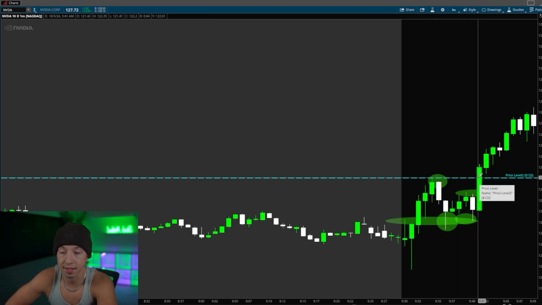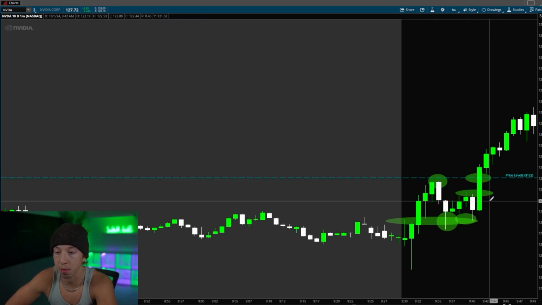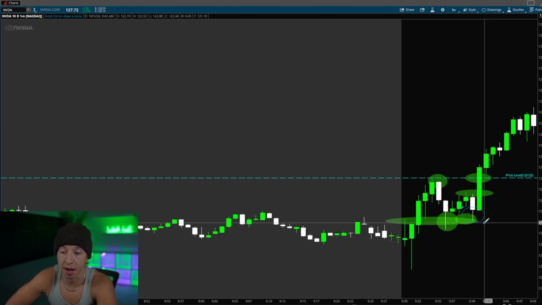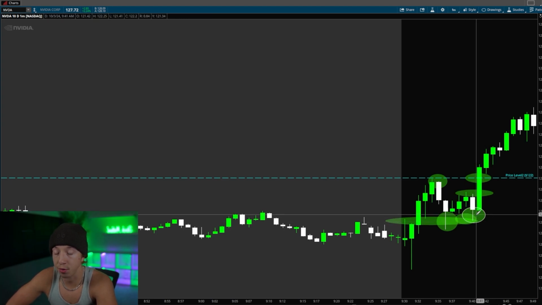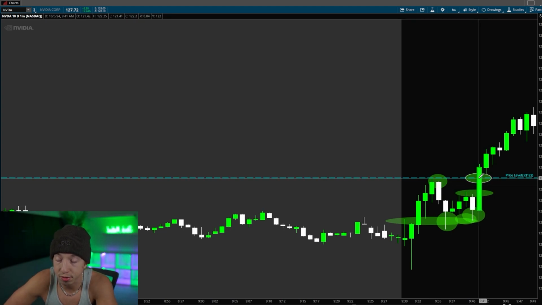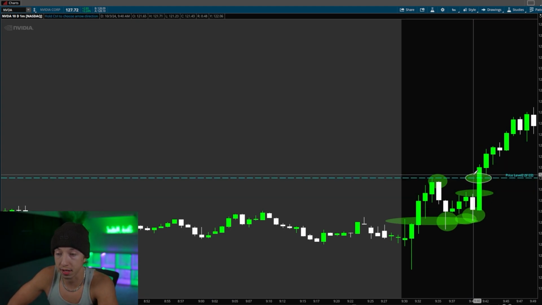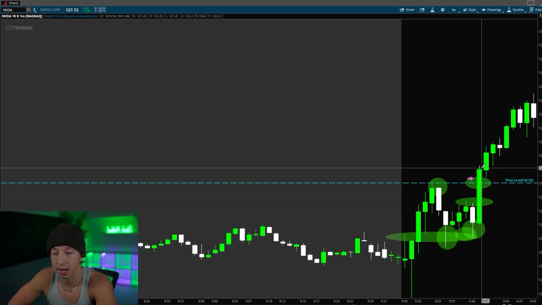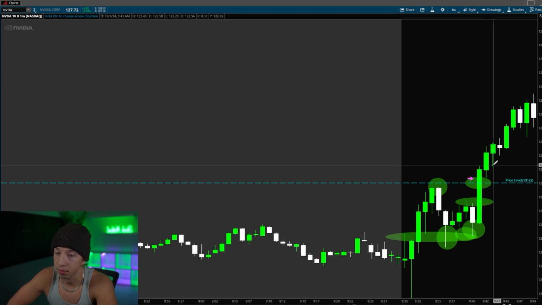Once we broke out of that high into that 122, that's when I got in because the momentum was going crazy. Sellers were not able to take control, was not able to bring that down fully because buyers absolutely swept it. Next thing you know, we're above that 122. That's when we got in. Red to green, red to green.